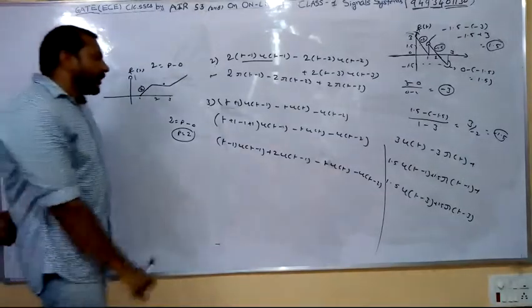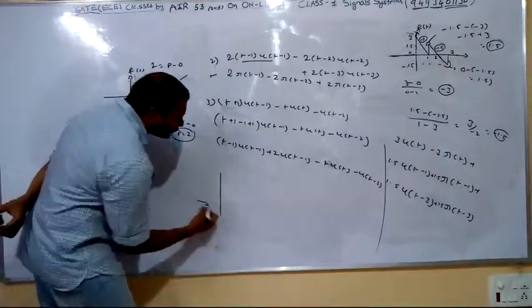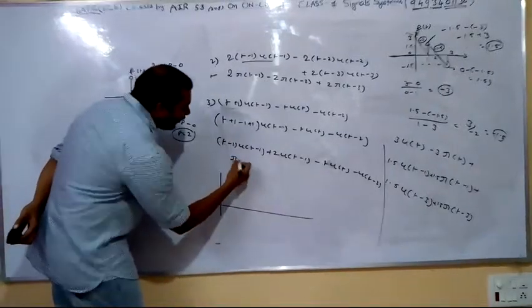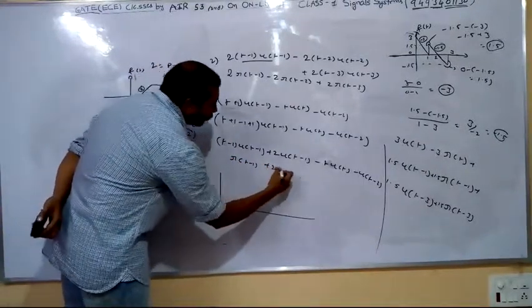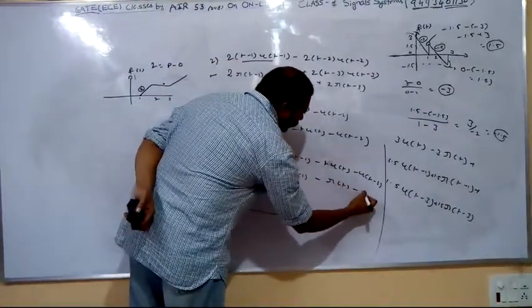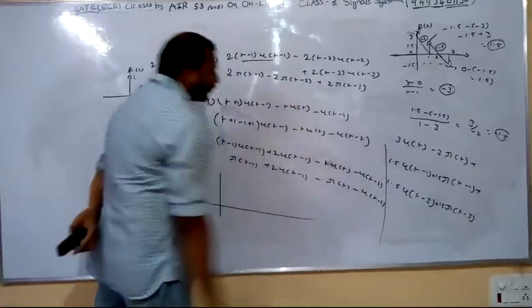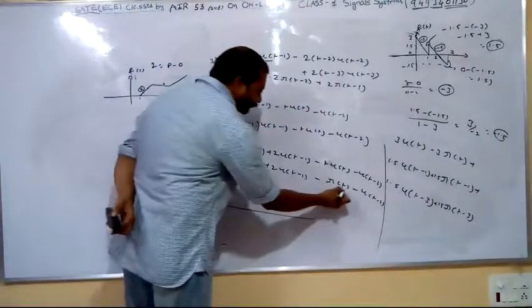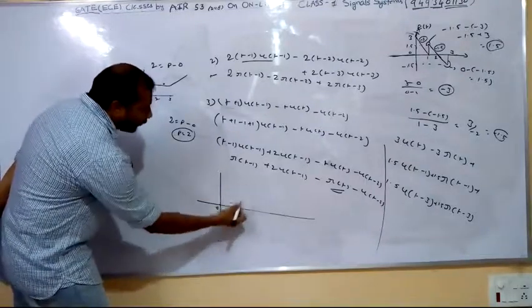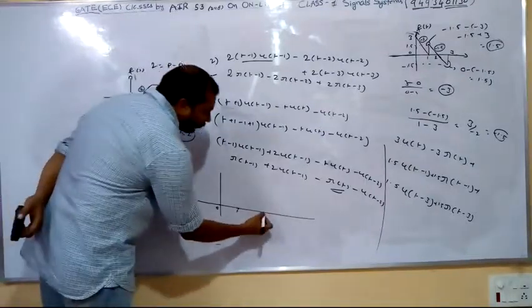Now, what are the corresponding instants they have given? This can be represented directly as r of t minus 1 plus 2 into u of t minus 1 minus r of t minus u of t minus 2 minus u of t minus 2. So you are at r of t, which is nothing but t equal to 0. At t equal to 0, at t equal to 1 they have given, and at the instant t equal to 2.